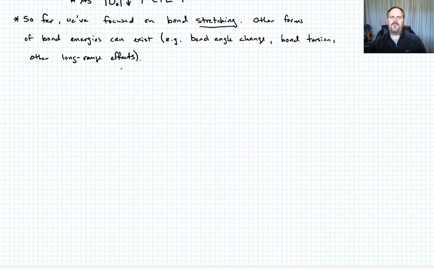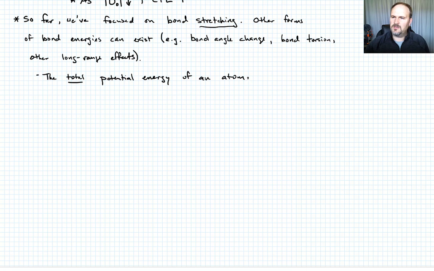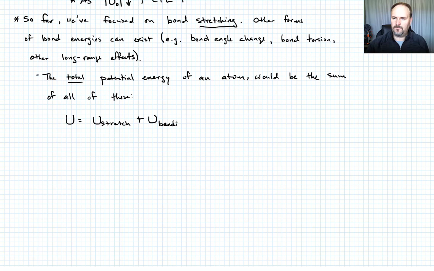When you have these, the total potential energy of an atom is what matters, and it's going to be the sum of all these other potential energies. So in this case, we say that the total potential energy of an atom would be the sum of all of these. So we would write then that U is equal to U stretch, which is all we focused on in this discussion. But then we would add to it maybe U of bond bending plus the potential energy due to bond torsion plus some other long range terms.